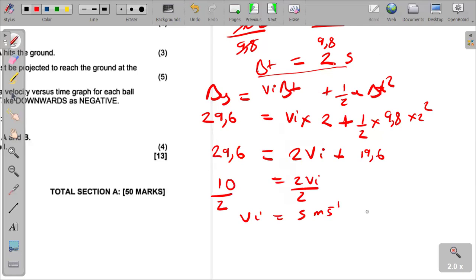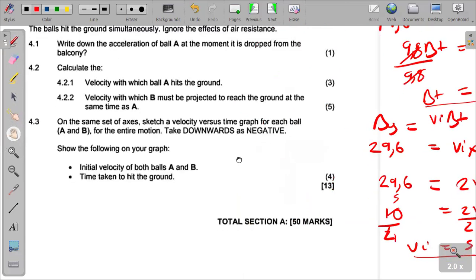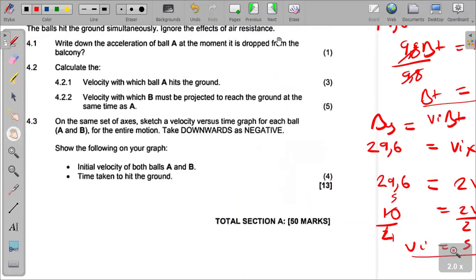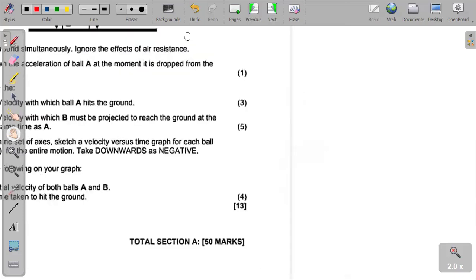Also, because the ball was projected downwards, this is a velocity towards the ground, so it is downwards, the magnitude and the direction as well. So we have simplified here. We got our velocity as such. Right, then the next question is now saying, on the same set of axes, sketch the velocity versus time graph for each ball A and B for the entire motion. Take downwards as negative, which means we are taking upwards as positive, right? So with that having been said, how is the graph going to come out?